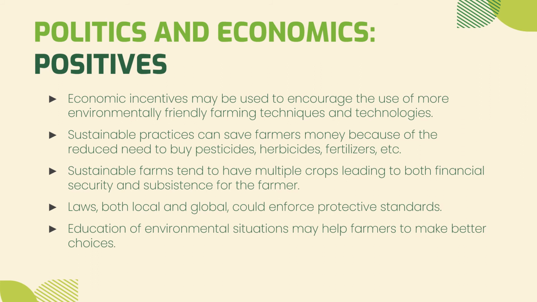Number 3. Sustainable farms tend to have multiple crops leading to both financial security and subsistence for the farmer. Number 4. Laws, both local and global, could enforce protective standards. Number 5. Education of environmental situations may help farmers to make better choices.